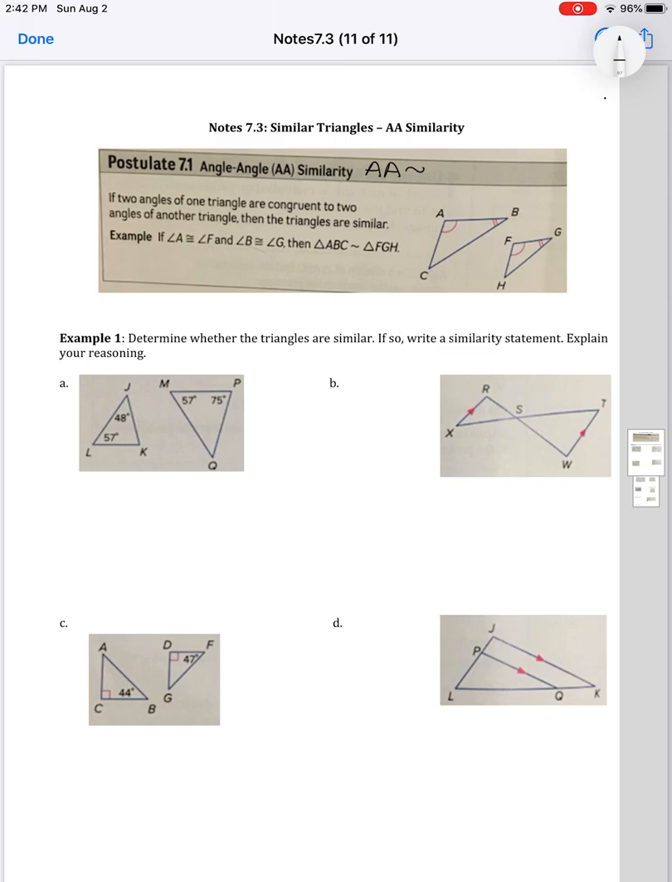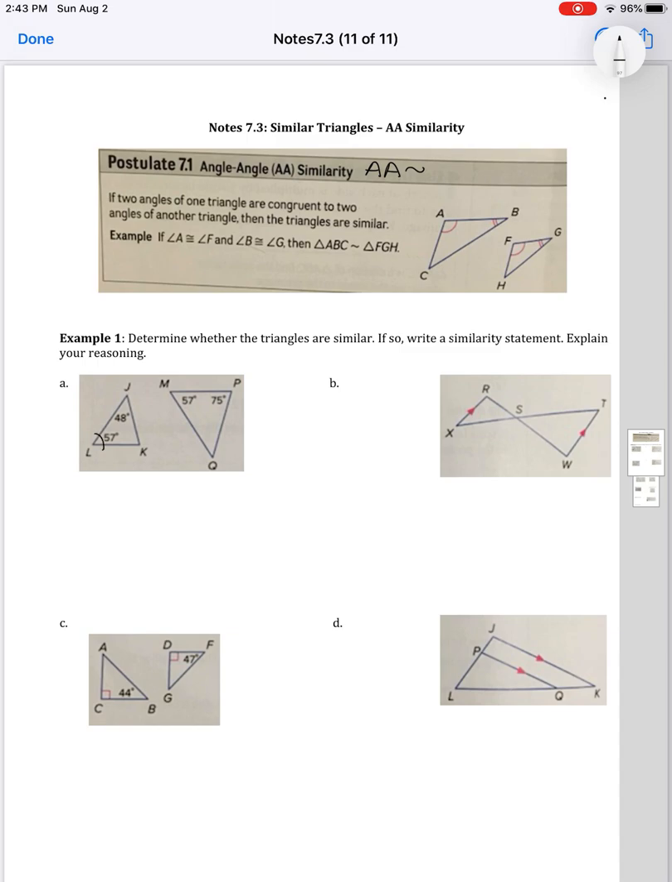So you need to have two of them. If you don't have two, see if you can figure out if there are two that are possible. And if you can, then you can prove that the triangles are similar. All right, so the first four here, it says determine whether the triangles are similar. If so, we're going to write a similarity statement and explain our reasoning.